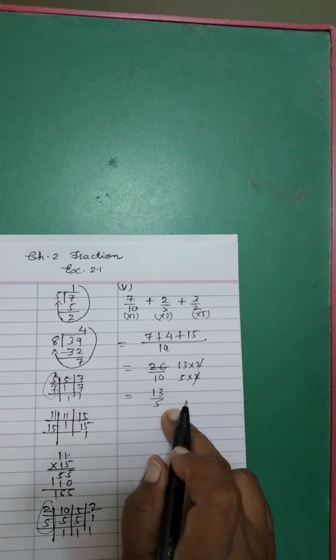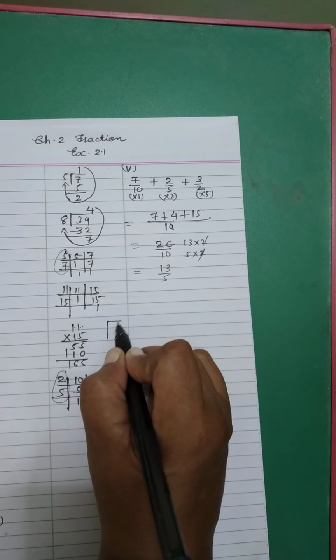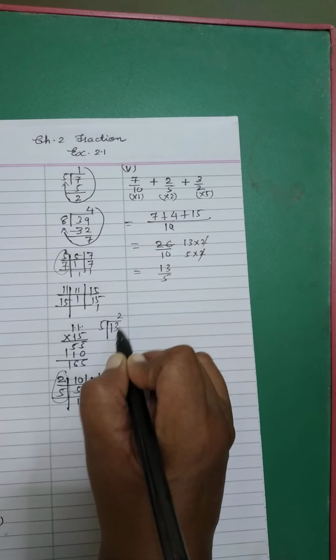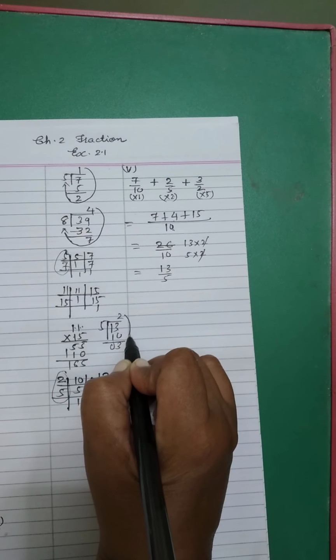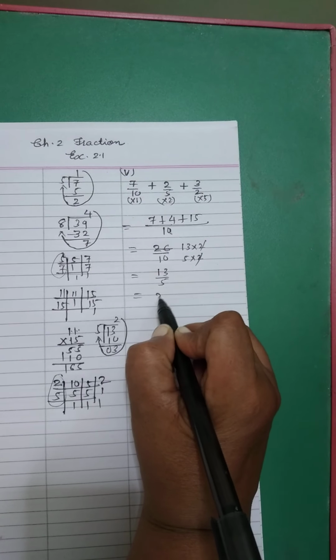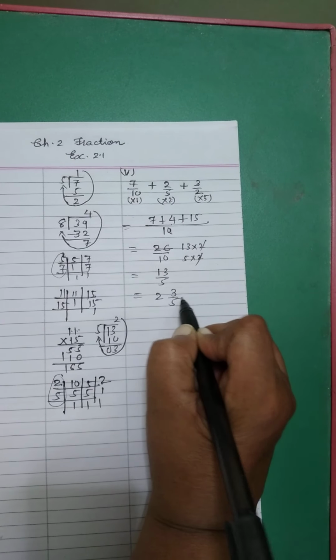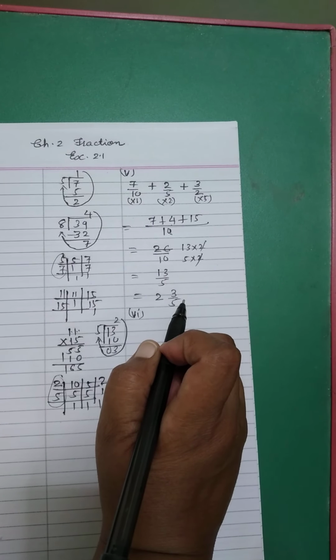Again numerator is big, denominator is small, so you can divide 13 by 5. 5 twos are 10. 3, 1 minus 1 is 0. So 2 integer 3 upon 5 is your answer. 2 integer 3 upon 5. Now coming to the next, 6.